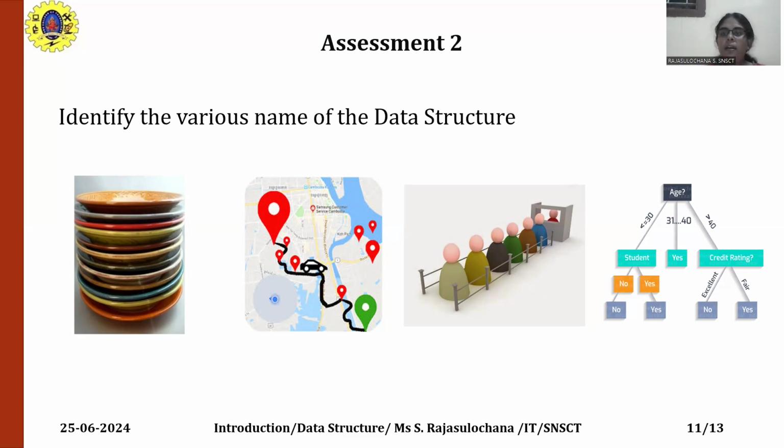The second one, from the picture you can see it is Google Map. Maps are implemented using graph data structure. Third, various persons are waiting in a queue to buy something. So this represents the queue data structure. And the last one, from the figure itself, we can identify it. This figure is similar to a tree structure, and it is a tree data structure.